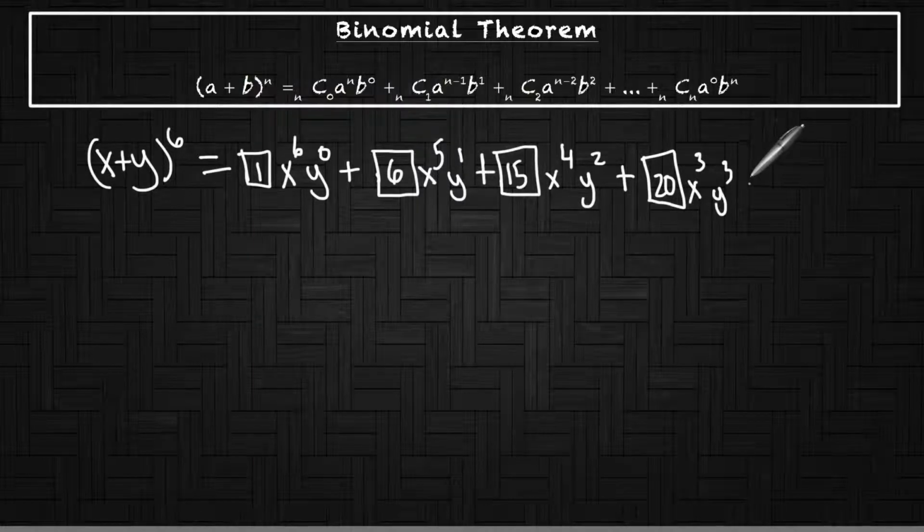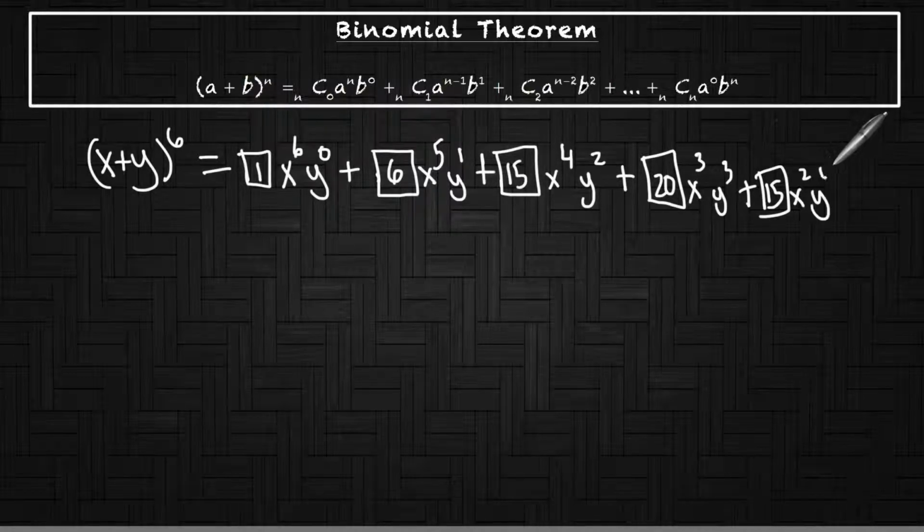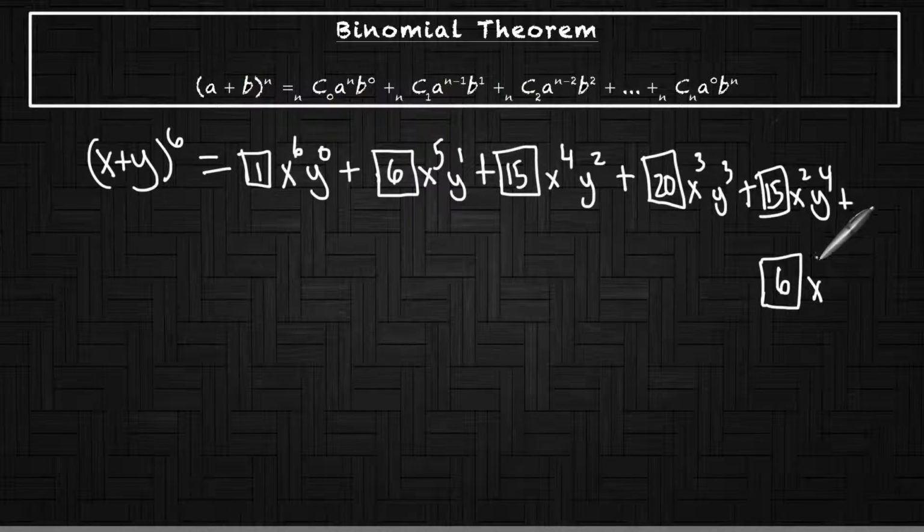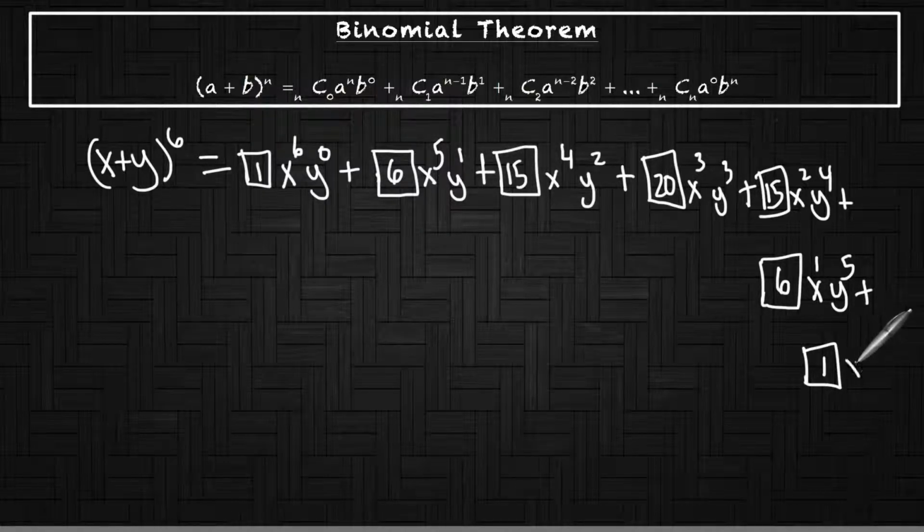So the next one is simply going to be in the box. It's going to be 15, which is the same as this, and then it's going to be x squared y to the 4th, and then another box. You'll see why we're doing the boxes in the next example, and that's going to be 6 x to the 1st and y to the 5th, and then the last one is going to be 1 x to the 0 y to the 6th. All right, so I want you to notice a few patterns here. First of all, the first box and the last box will always be 1.